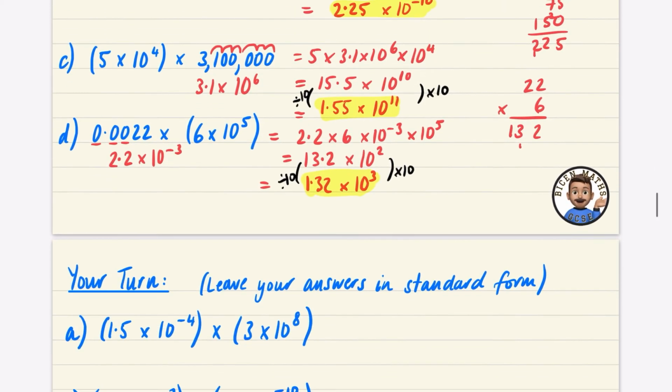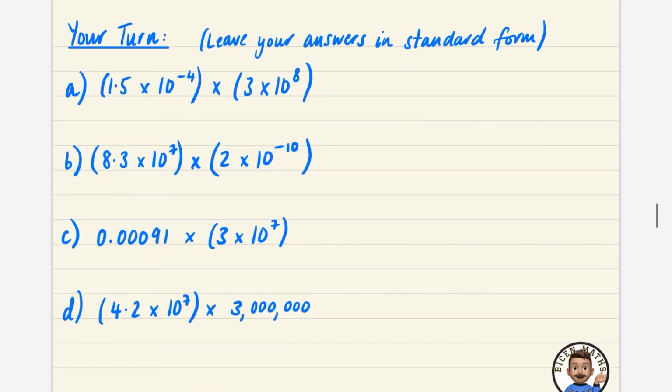So here are 4 questions for you to have a go at. Pause the video and see if you get the same answer as me. Okay, so I might go a bit quicker. I might do straight away the 1.5 times 3. 3 times 1.5 is 4.5. And then the 10 to the minus 4 and 10 to the 8, that is going to be minus 4 plus 8, which is just 4.